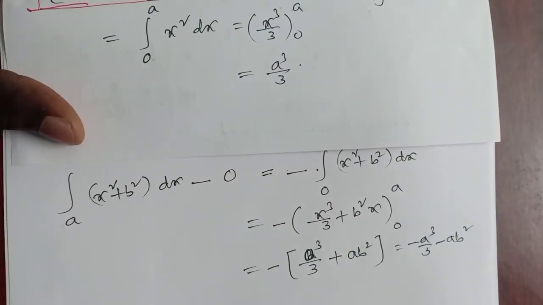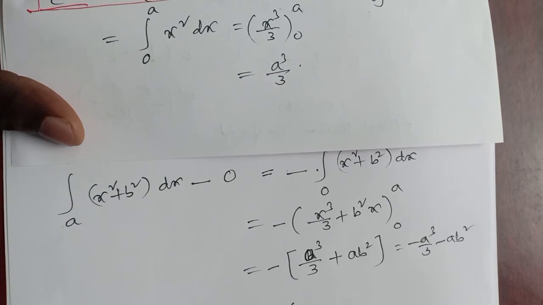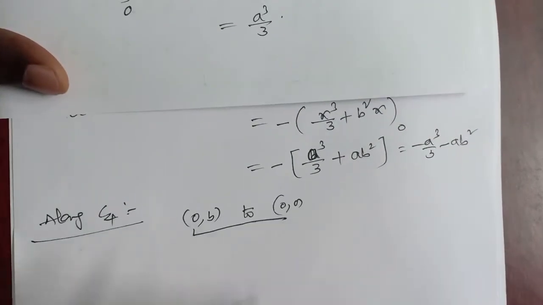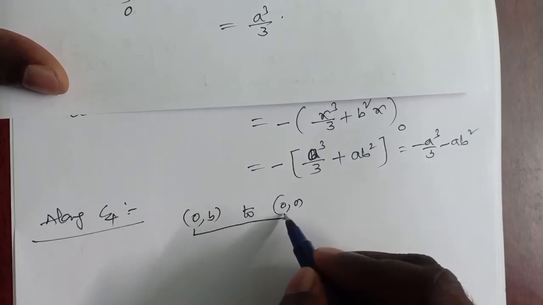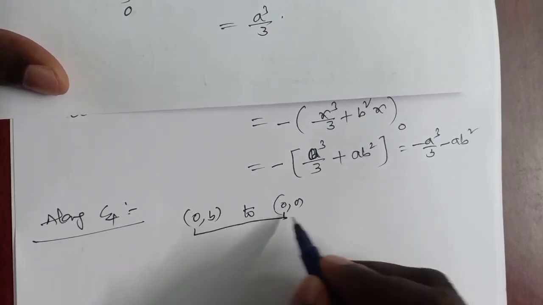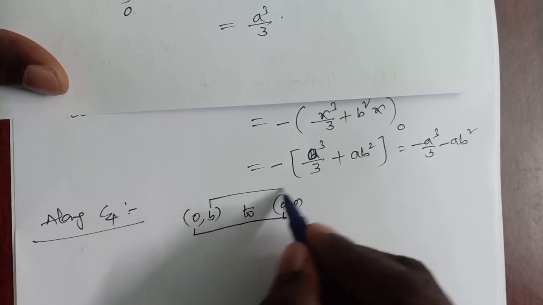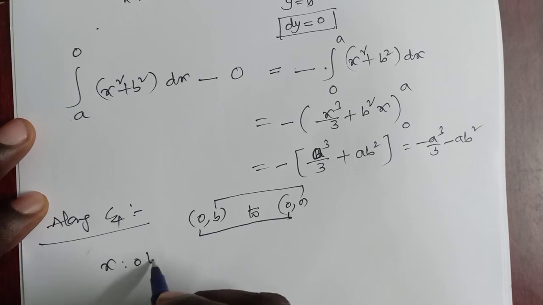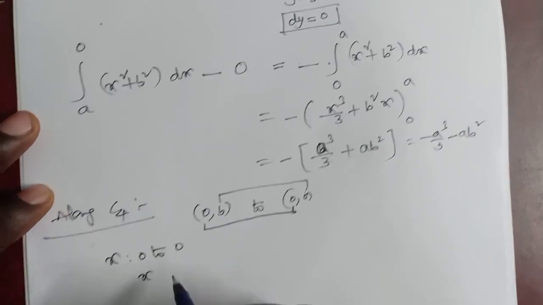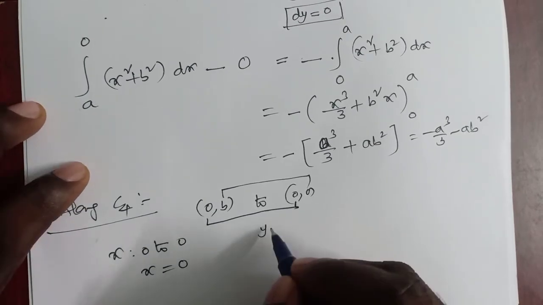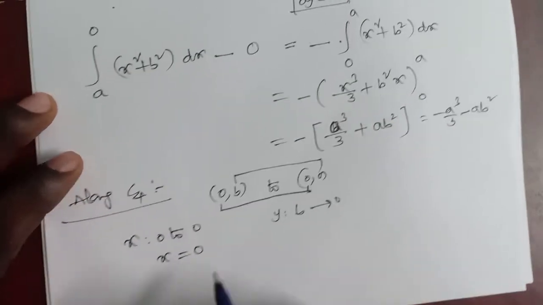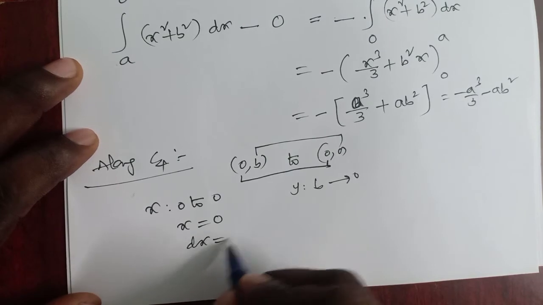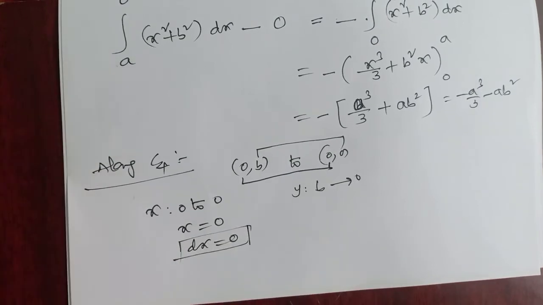So from (0, b) to (0, 0). Clearly x ranges from 0 to 0, no change, but y ranges from b to 0. Since x ranges from 0 to 0, no change, that is x equal to 0, and y ranges from b to 0, so no problem. So clearly if x is 0, what is the derivative? Clearly it is equal to 0.